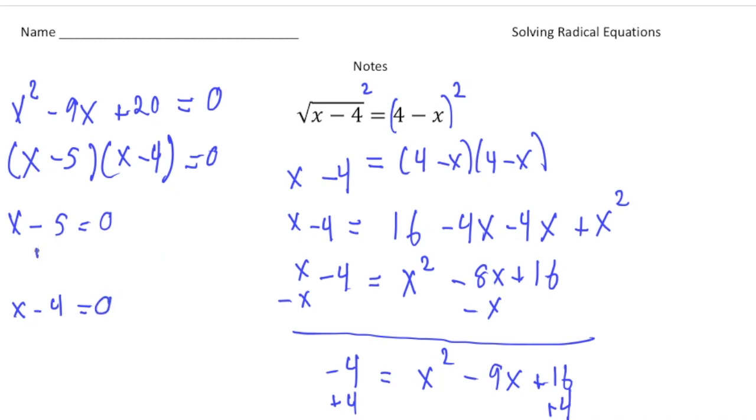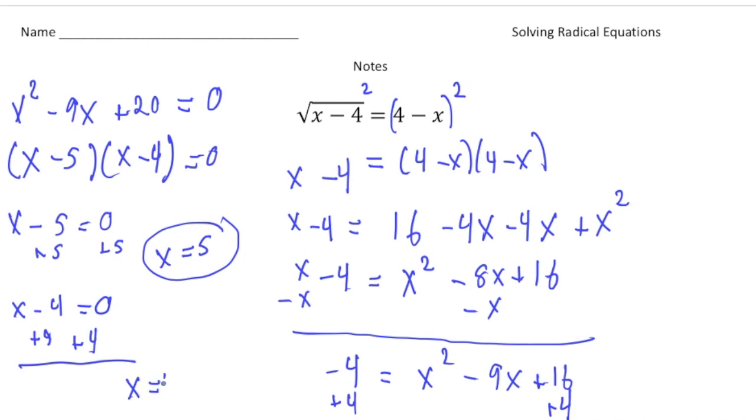So I'm going to add 5 to both sides, and we end up with x equals 5. That's one solution. And then I'm going to add 4 here to both sides, and we end up with x equals 4. So these types of problems take a lot of work and a lot of steps. You really got to be careful. All it takes is one error and the whole thing's going to be wrong.